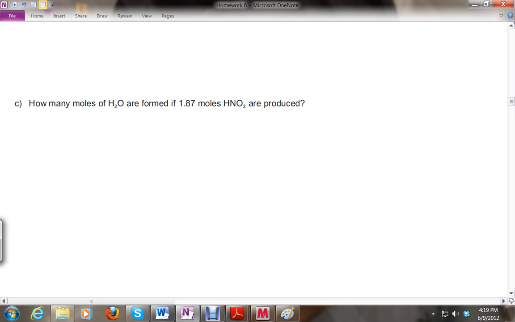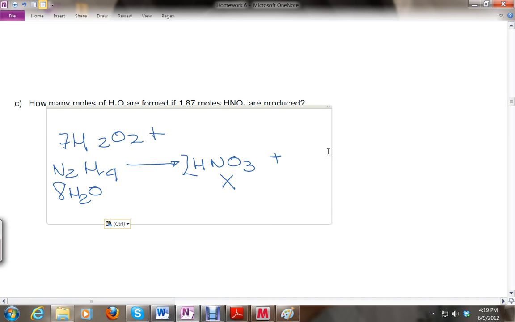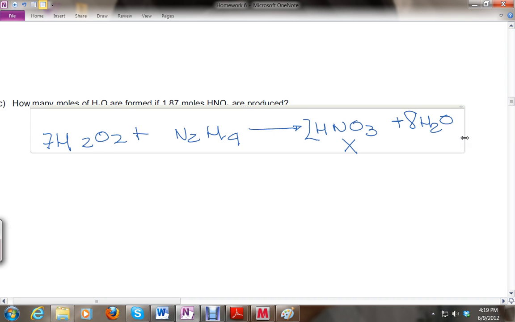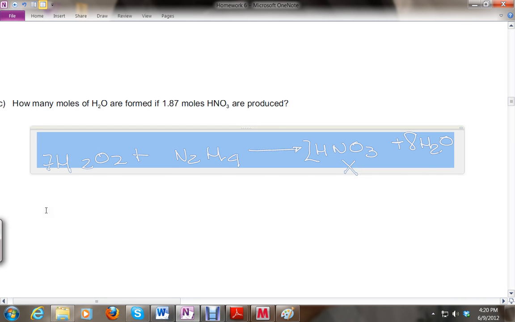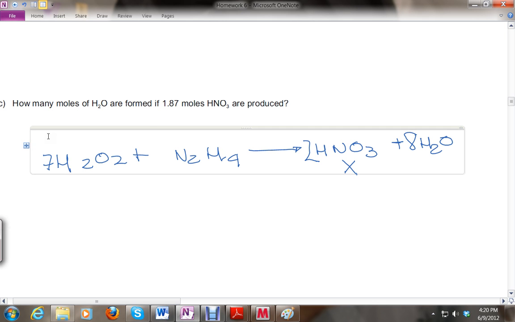Now, how many moles would I get? Let me see what they're asking now. How many moles of water will be produced or formed if 1.87 moles of nitric acid are used? Do you see what they're doing on this problem? They're trying to show you that if you have one, you can get the other. If you only have one, you can get everything in a chemical equation, because the equation is giving you everything.